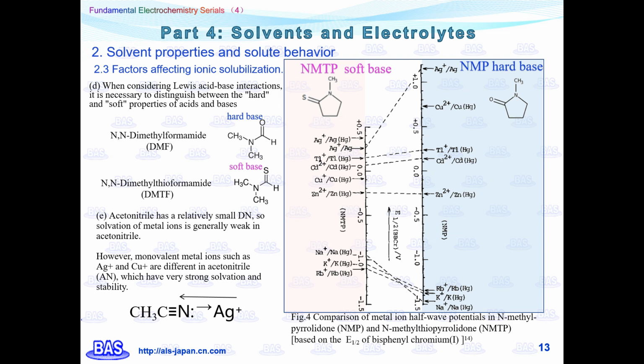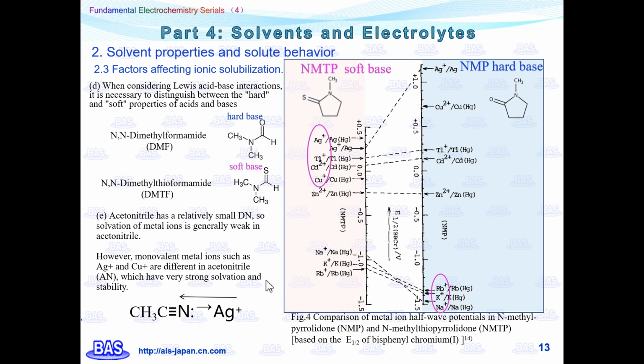It can be seen that the solvation of metal ions in the two solvents, that is, the solvation of the sodium ion and the potassium ion, which are hard acids, in the hard base NMP is strong. However, the soft acids, copper ions and silver ions, have a higher solvation degree in the soft base NMTP solvent. Similar phenomena were also observed in DMF and DMTF.